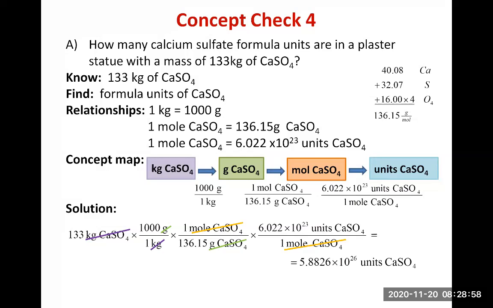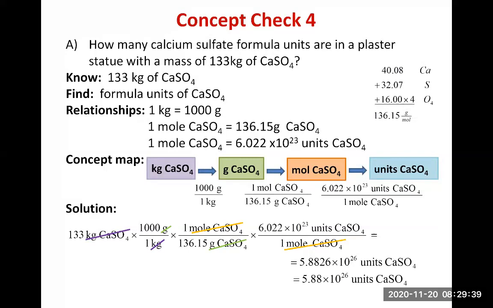So that's the calculator answer. We need to round to 3 sig figs because of the given amount. The definition of the kilogram versus gram is exact. The 1 moles are exact. And the molar mass has 5 sig figs. The Avogadro number has 4. So the limiting number of sig figs is 3 from the given amount. So we need to keep the 5.88. What comes after the 8 is the 2, so we will keep the 8. And times 10 to the 26. Don't forget to report the times 10 to the 26. Formula units of calcium sulfate.